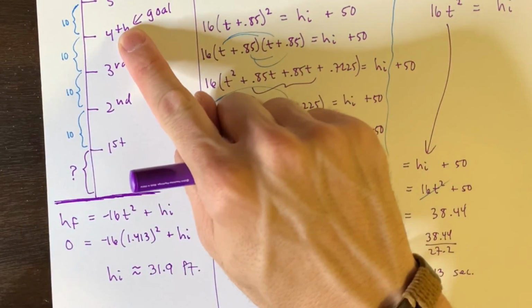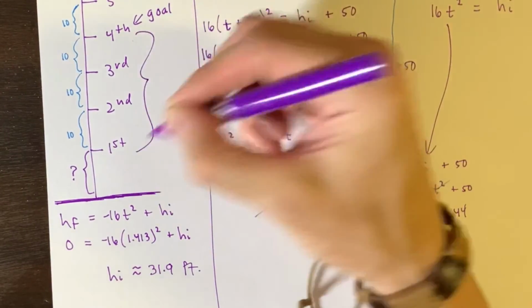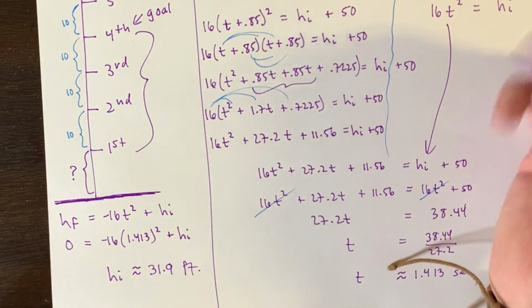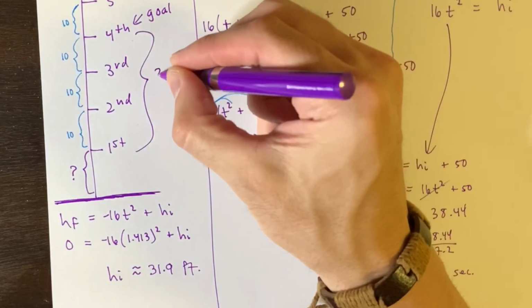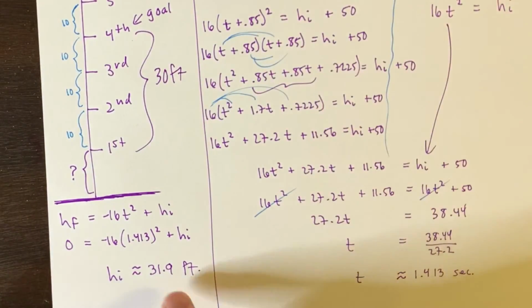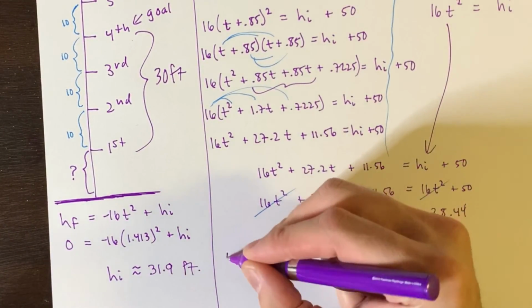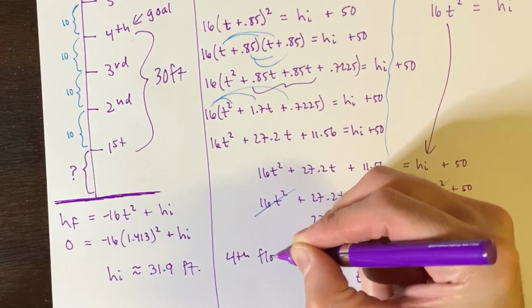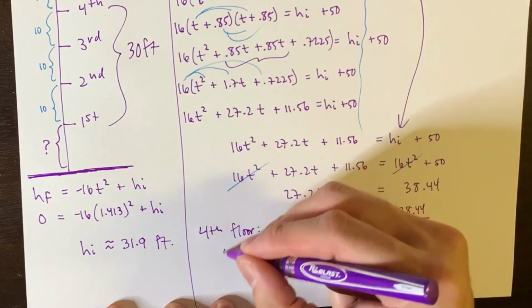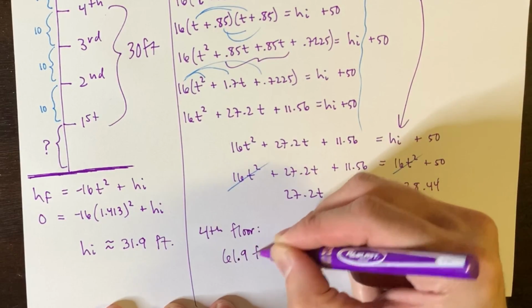But we want the 4th floor. And how high above the first floor is the fourth floor? 10, 20, 30 feet extra. So add 30 feet to that, and your fourth floor height is, what's that, 61.9 feet.